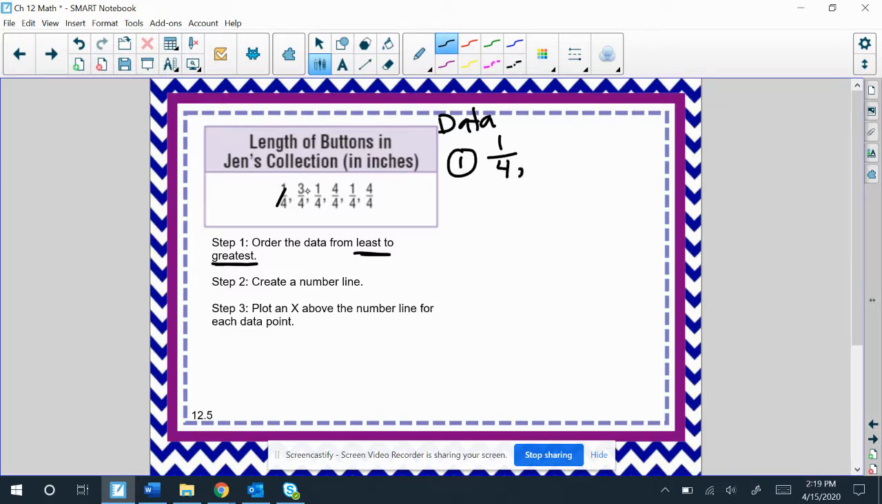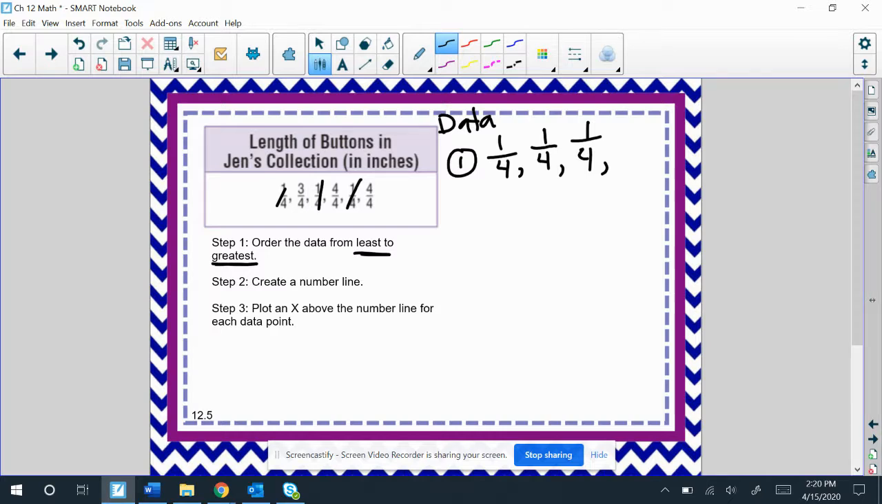Then I move on. I have 3/4, 1/4, 4/4. Which one is less? If you said 1/4, you are correct. And then I have to do it again. I have 3/4, 4/4, 1/4. Which one is least? 1/4 is correct. I have 3 1/4. I had to do it for each one of those.